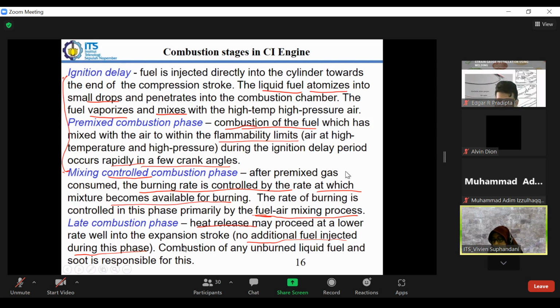Why do we have soot? What is the meaning of soot? S-O-O-T, soot. What is it in Indonesian? Anyone knows? Soot.